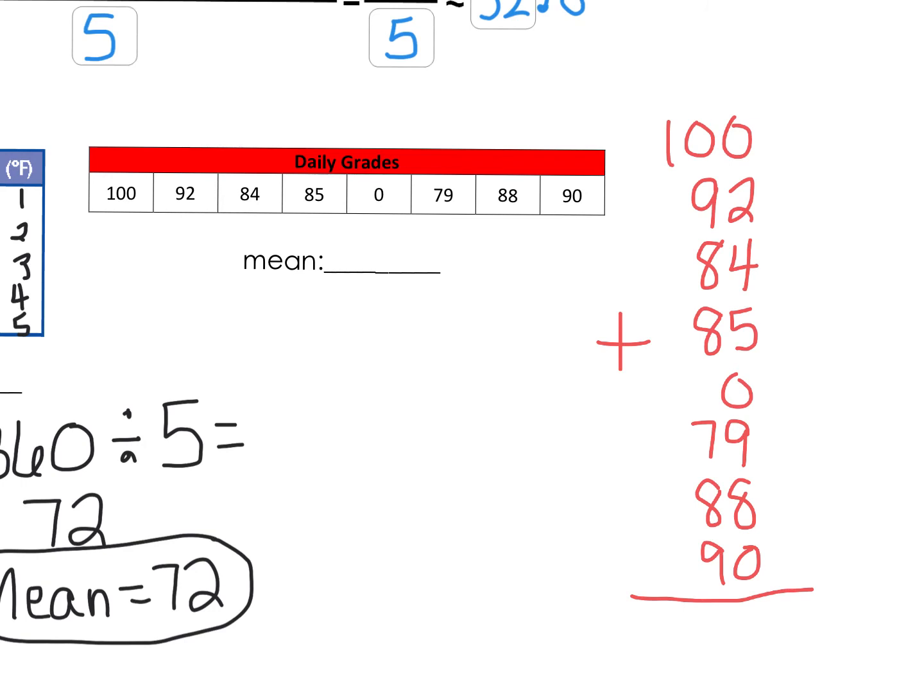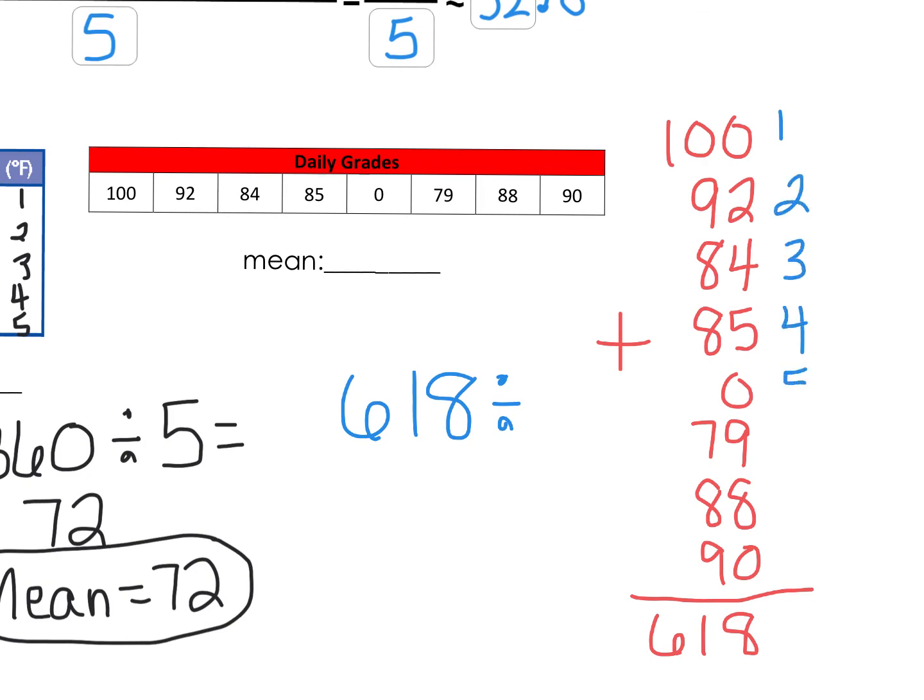Okay, when you add up 100 plus 92 plus 84 plus 85 plus 0 plus 79 plus 88 plus 90, we should get 618. Now, remember, after we get our total, we're then going to take the total, which is 618, and we're going to divide it by how many numbers we added. So we added up 1, 2, 3, 4, 5, 6, 7, 8.